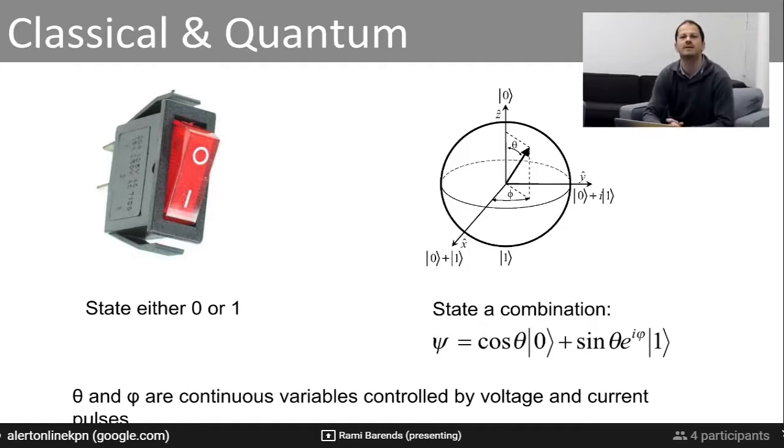In quantum mechanics, however, a state is a combination of both 0 and 1. It's maybe easiest to visualize that as a sphere of which the poles are 0 and 1. The state is then indicated by a vector pointing at a point on that sphere. The vector has phases theta and phi, as you can see in the image on the right. Those are continuous variables that are controlled, in our case, by voltage and current pulses. What's important here is that even the slightest amount of noise, external interference, or parasitic interaction can easily kick that state vector. So quantum states are by nature very fragile.